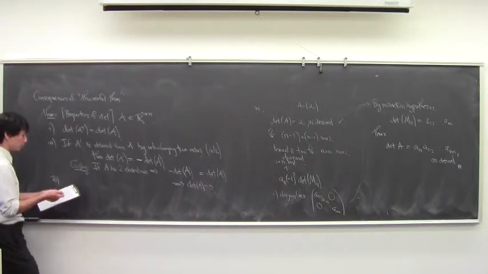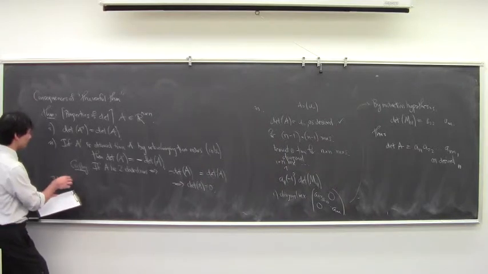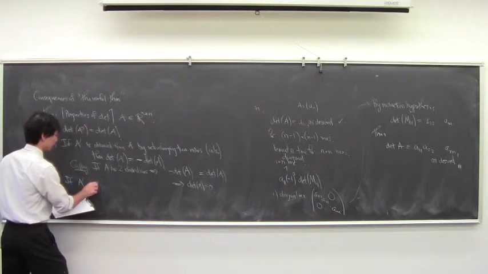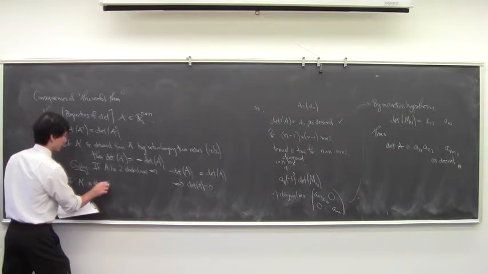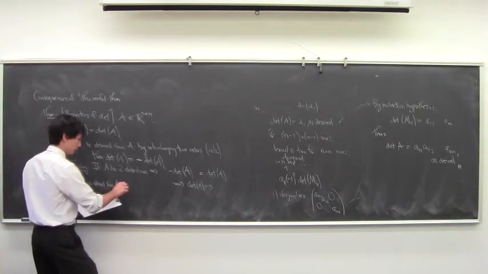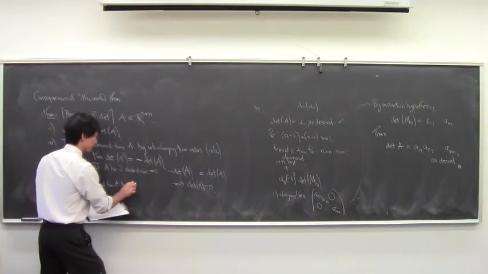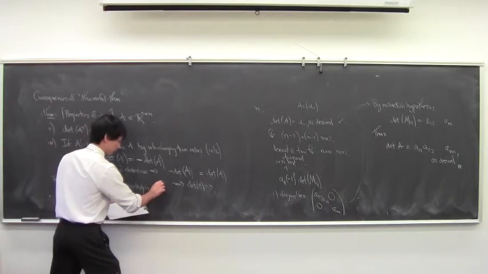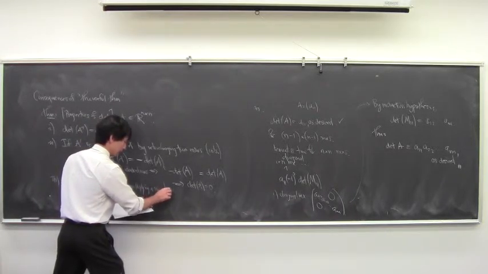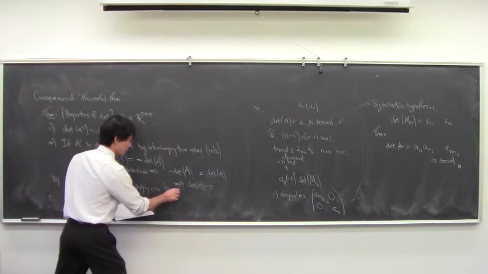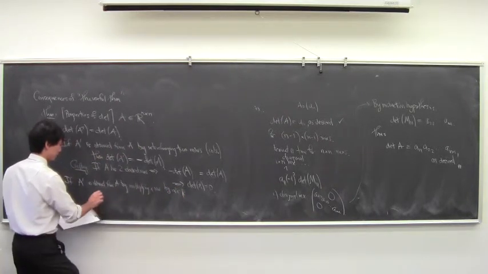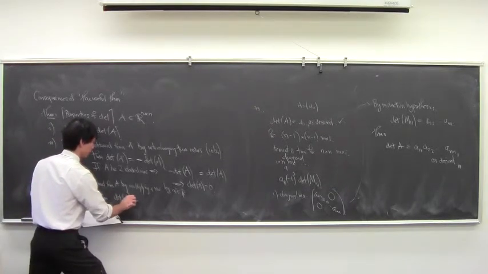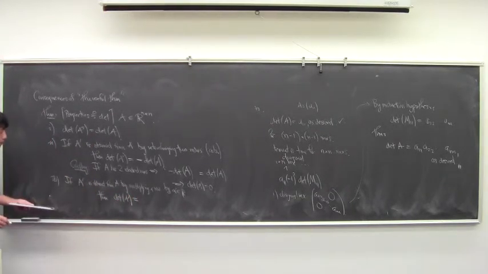Okay. Statement number 3. If A prime is obtained from A by multiplying a row by some scalar, alpha, then the determinant of A prime is going to be what? What do you think?